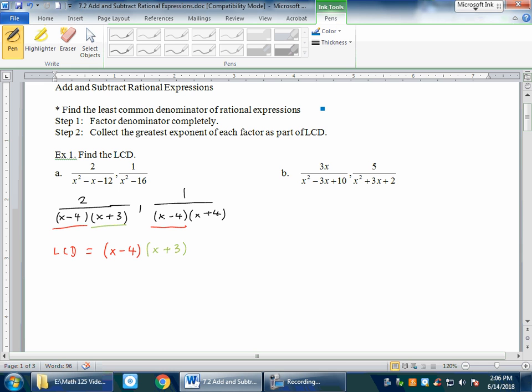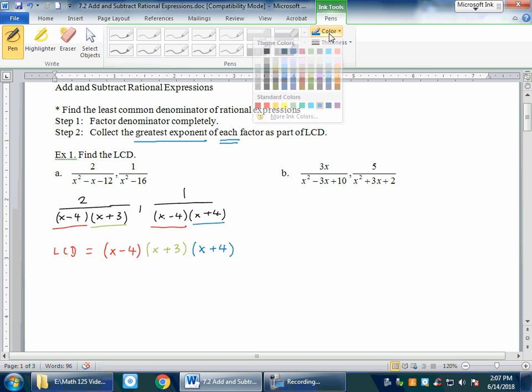the last factor that we have to check is x plus 4. And x plus 4 is only in the second fraction, not in the first fraction. So similar to x plus 3, we will consider that as part of the least common denominator. Now we got the LCD for example A. So once again, we are collecting the greatest exponent of each factor.